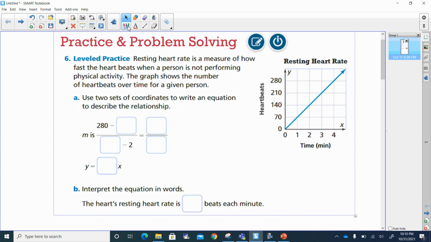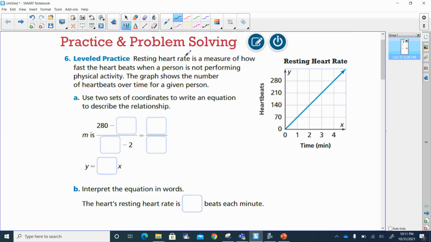So let's begin. Number 6 says, the resting heart rate is a measure of how fast the heart beats when a person is not performing physical activity. The graph shows the number of heartbeats over time for a given person. Use two sets of coordinates to write an equation to describe the relationship. Well, off the top of your head, you might be thinking, how would I know what coordinates to use? But the numbers here give us a clue.